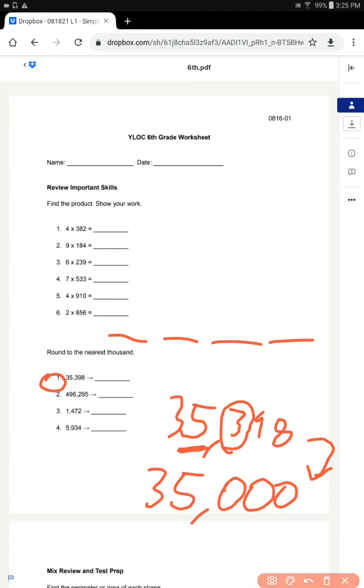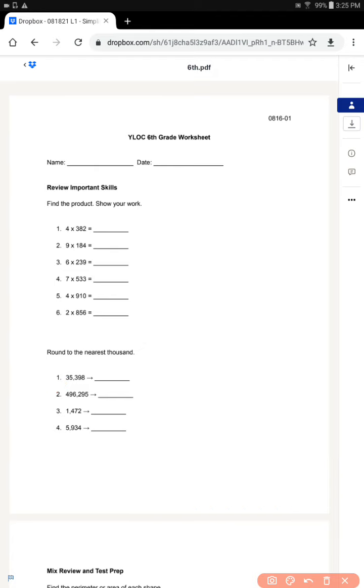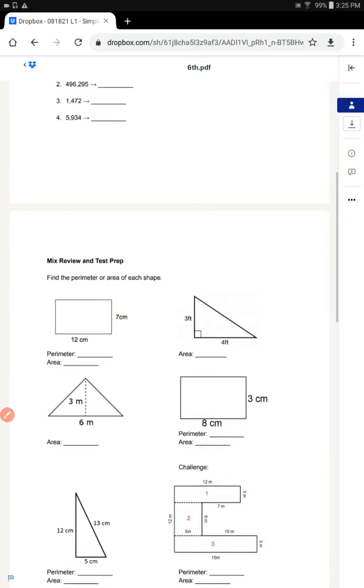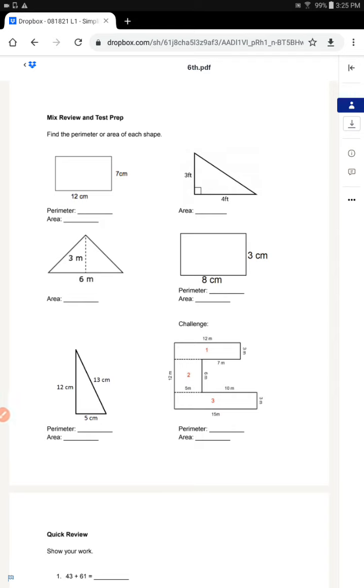Alright, so once you're done with these, we can move on. Whoops. Hold up a second. Okay, so we can move on to this section right here.